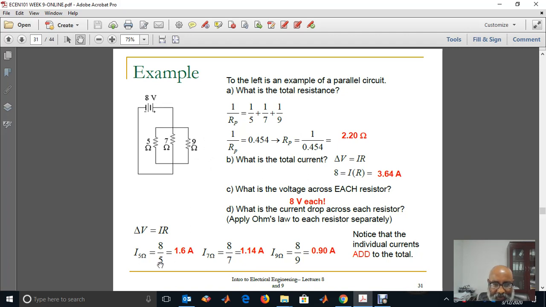What is the current through each element? The current through each element is the voltage across each element divided by the resistance of each element. For example, the current through the 5 ohm resistor is 8 divided by 5, 1.6 ampere. The current through the 7 ohm resistor is 8 divided by 7, 1.14 ampere. The current through the 9 ohm resistor is 8 divided by 9, 0.9 ampere. If we add all these currents, we get the total current, which is 3.64 ampere.